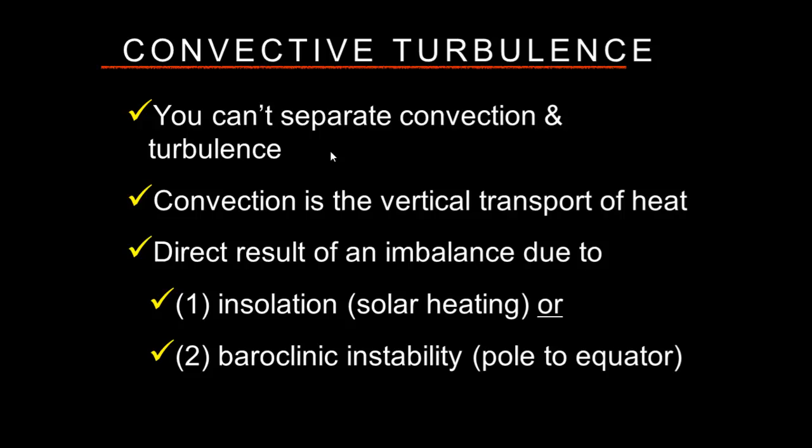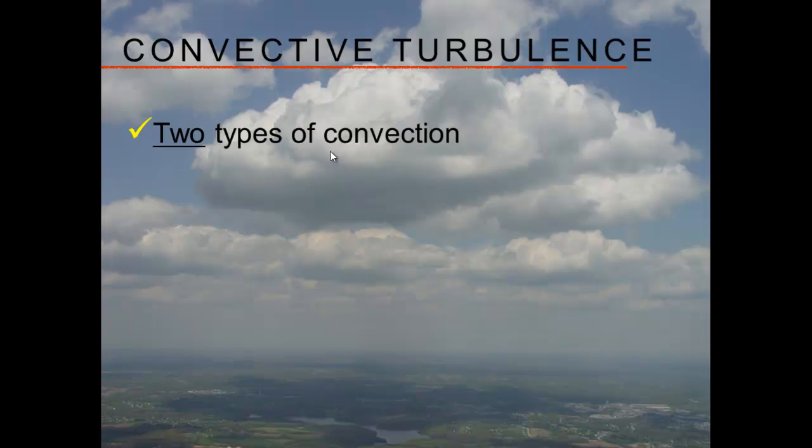You've got major upper-level troughs that bring cold air down from north to south, and you have upper-level ridges that push warm air from the south to the north, and that's that baroclinic instability. And there's two types of convective turbulence that you're probably familiar with, and that's essentially the dry or invisible convection that occurs essentially below the cloud bases.